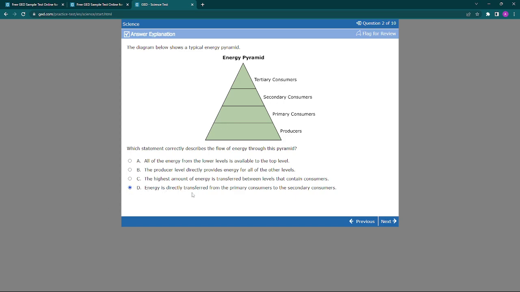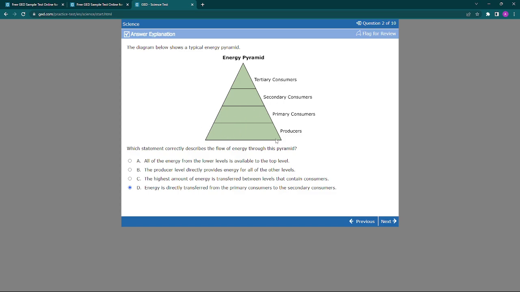Then, energy is directly transferred from the primary consumers to the secondary consumers. Yep, it is directly there, so I would say D. And just to double check: all of the energy from the lower levels available at the top, no. Producer level directly, no. Okay, just to make absolutely sure, because that took like 10 seconds just to reread them, make sure it makes sense.